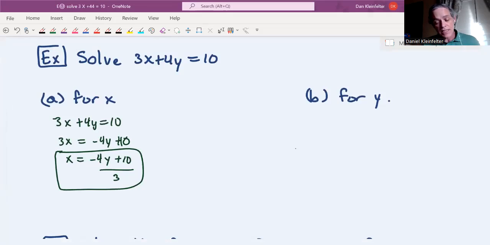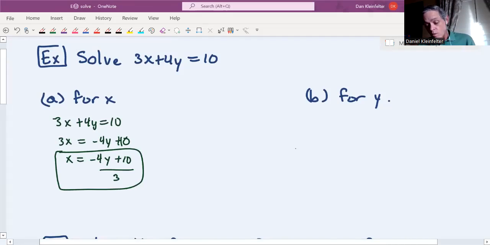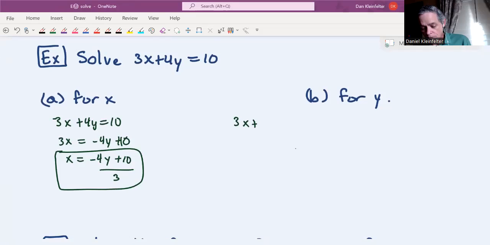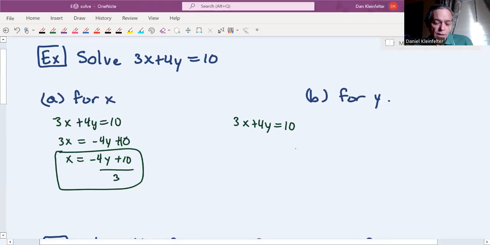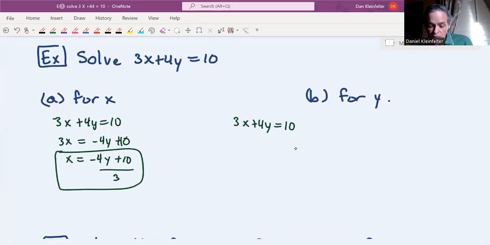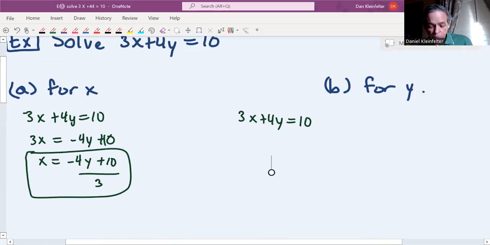Okay, next we're going to take and solve the same equation, but this time for y. We want y all alone instead. So now, if we want y alone, that means the 3x should be out of here. So we're going to subtract the 3x from both sides.